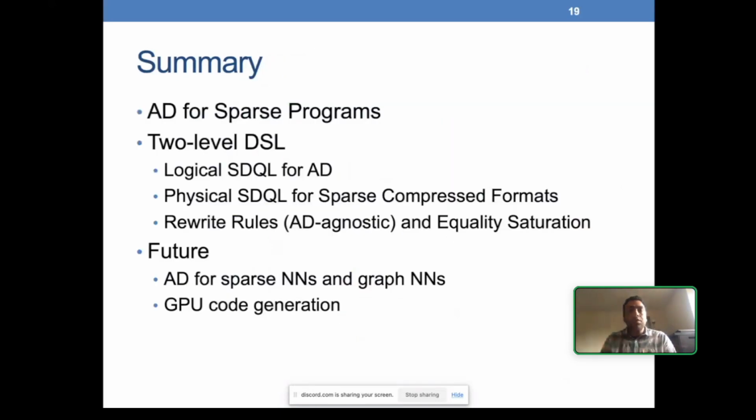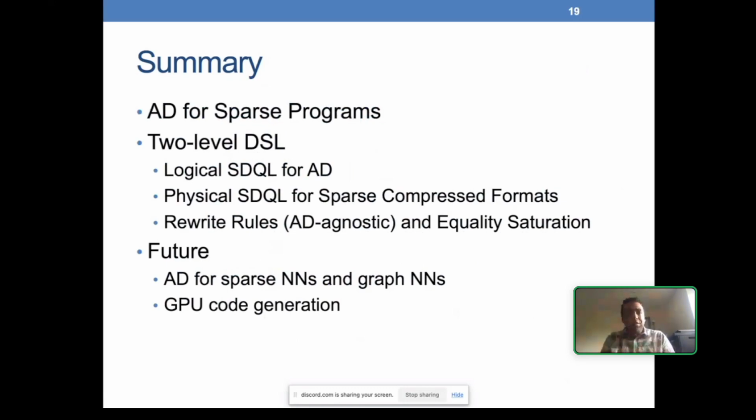To summarize, I've presented AD for sparse programs, which used a two-level DSL, where the logical level of the DSL was used for computing automatic differentiation, and the physical level was used to express the sparse compressed formats. Then we used some automatic differentiation agnostic rewrite rules together with the equality saturation technique in order to optimize it.